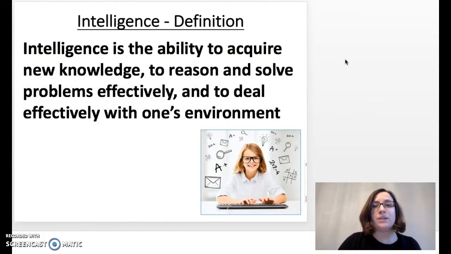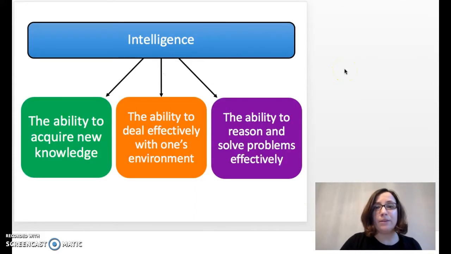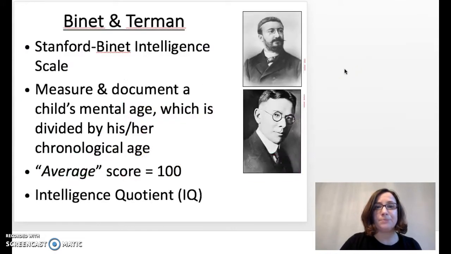And of course, our definition for intelligence has to do with our ability to acquire new knowledge, reason and solve problems, and to deal effectively with our environment. So it's this three-part definition that we're looking at.